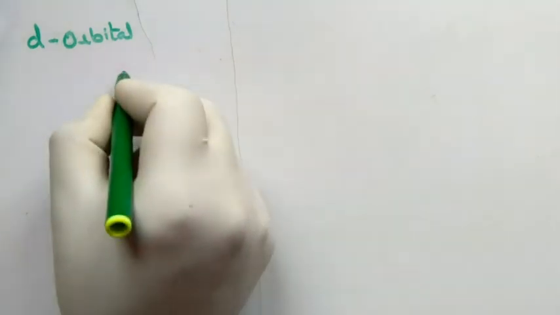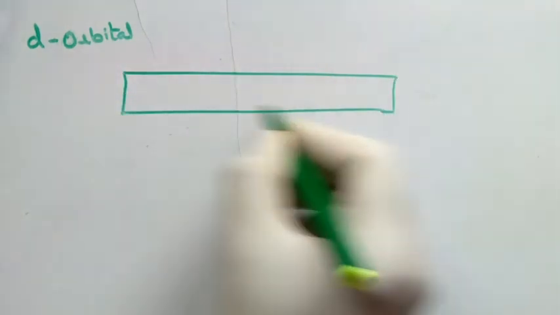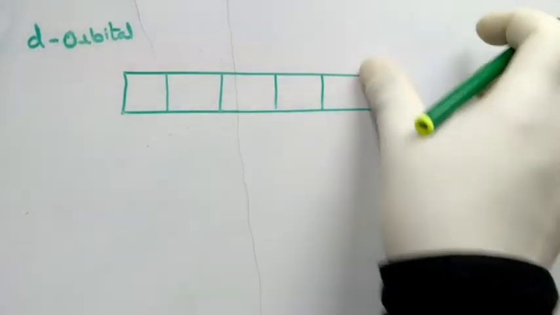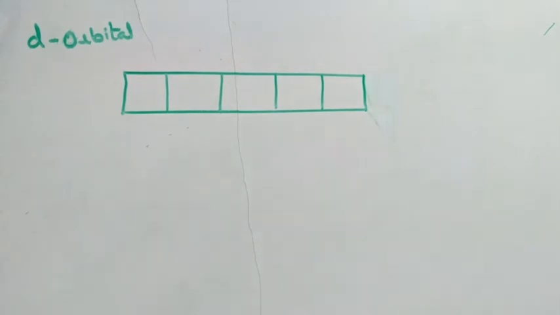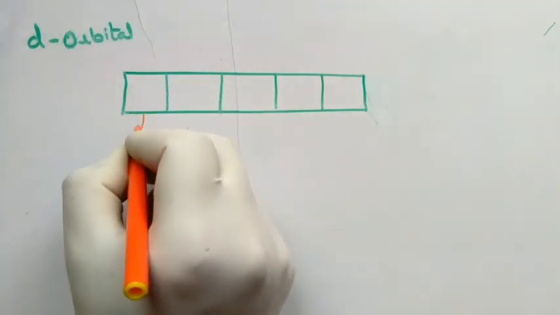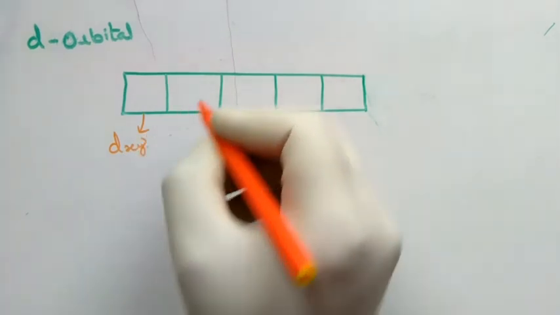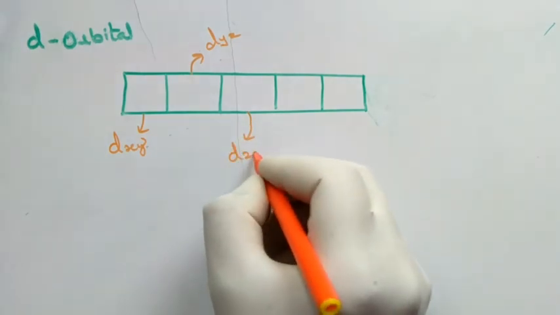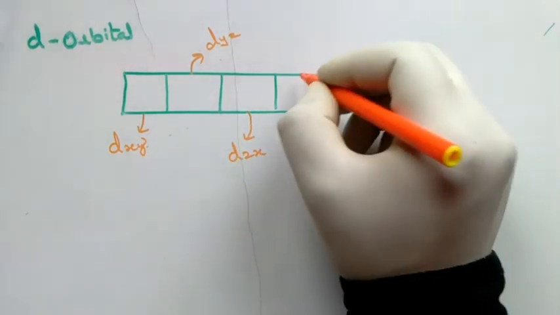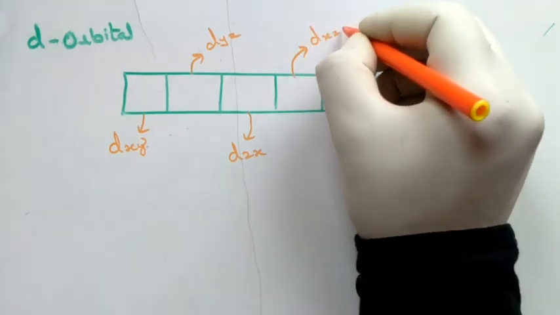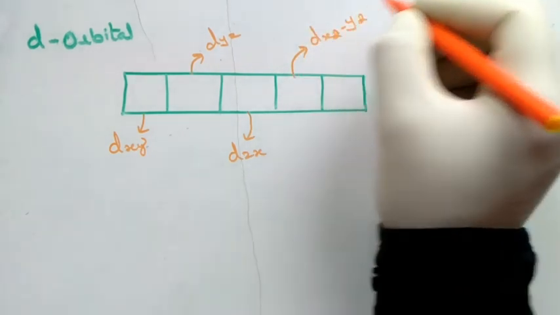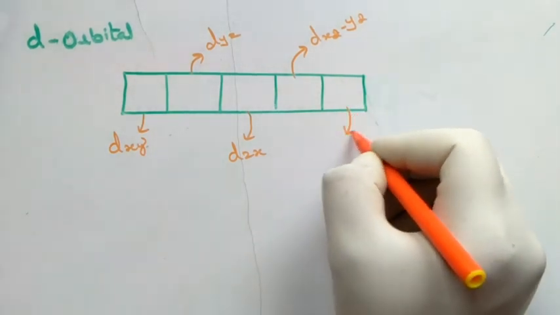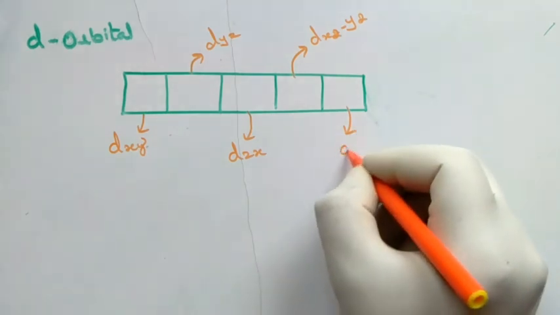Now we are going to see the shape of d orbital. In d-type subshells, there are 5 orbitals. The first d orbital is named dxy. The second one is dyz. Third one is dzx. Fourth one is dx2 minus y2. And the last d orbital is named dz2.